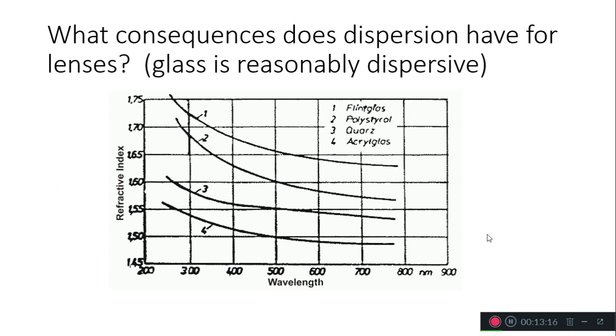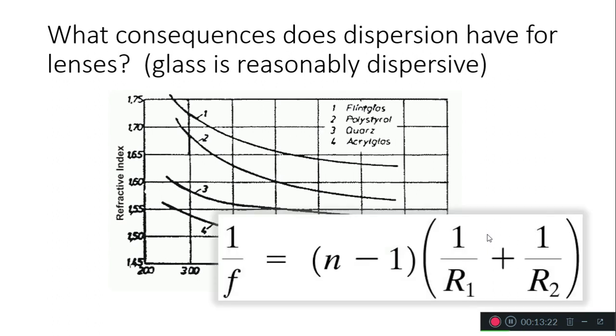So I'm thinking about the lens maker's equation, and part of it has the geometry of the lens. That's just the geometry of the lens, those radii. But then I've got this n. So if n is different in between blue and red, what does that mean about the focal length for blue versus the focal length for red?